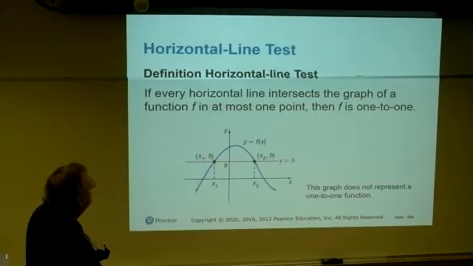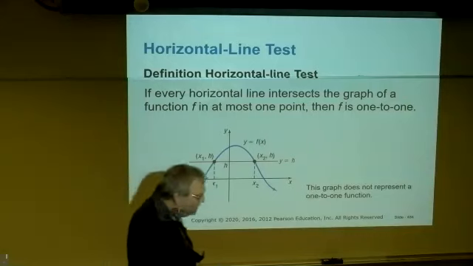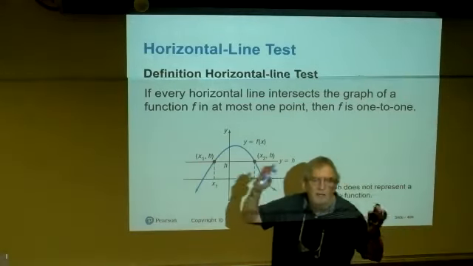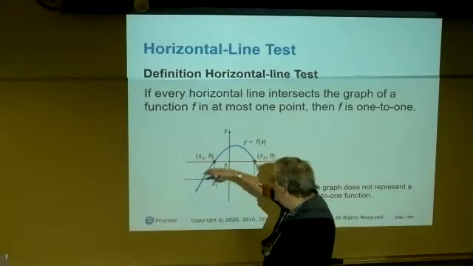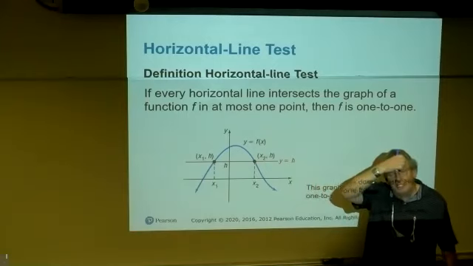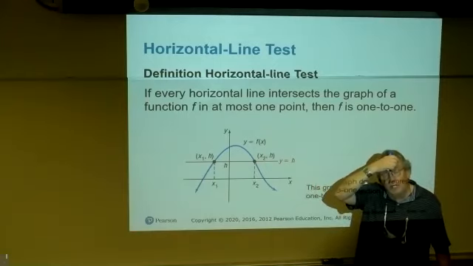Now we have the horizontal line test. The vertical line test determines if it's a function or not. The horizontal line test determines if it's a one-to-one function or not.